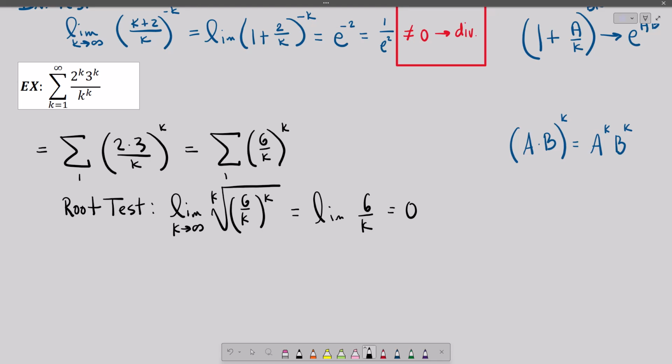Now we have to make our conclusion with the root test. This is less than 1. That tells us it converges. So for geometric ratio root, less than 1 converges. So the root test works really nicely in that case.